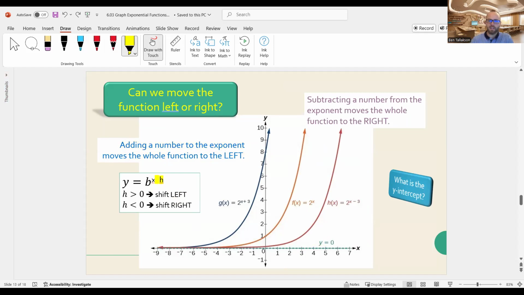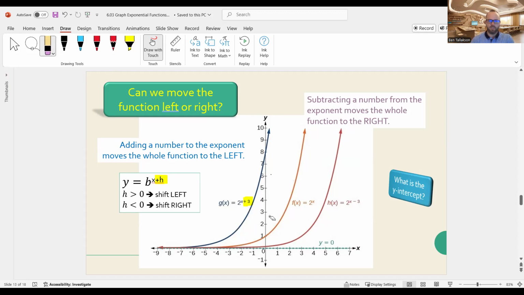Remember dishonest H? Well, he's back. H is dishonest. It's the opposite of what you see. If you see +3, you're thinking, oh, positive. I'm going to move in the positive direction on the x-axis, which is to the right. It's actually not. We moved every point to the left 3 units, right? Did the horizontal asymptote move? No, it did not.